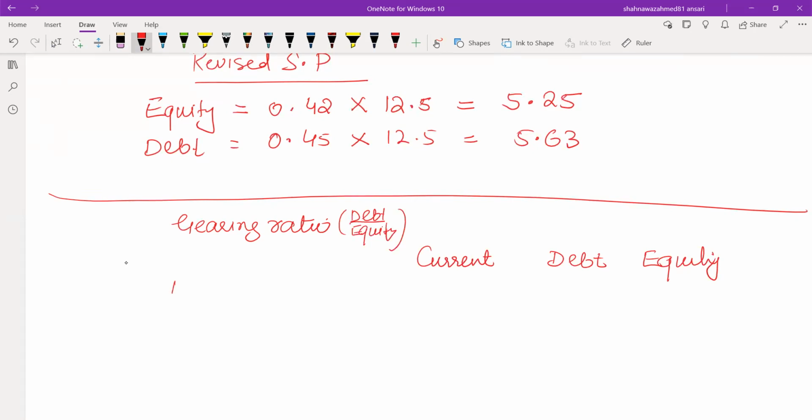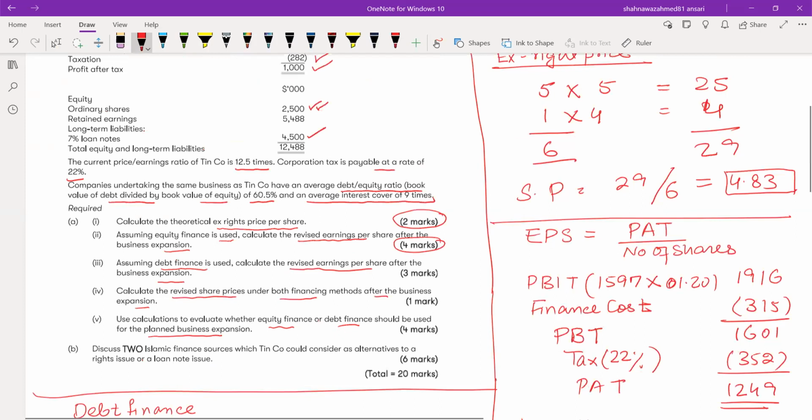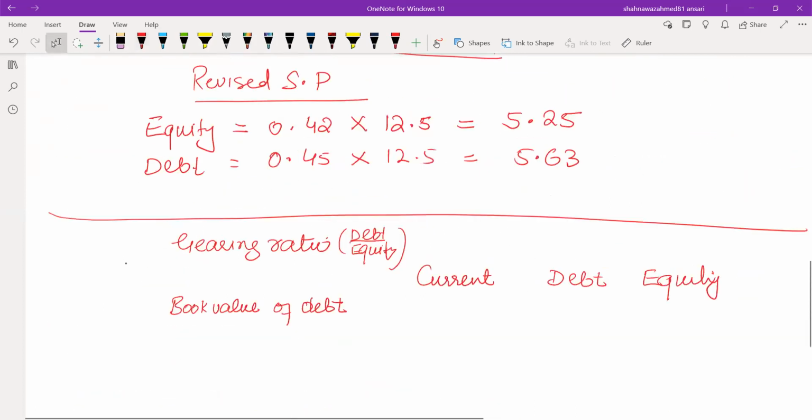So book value of debt, current debt book value is given as 4,500.